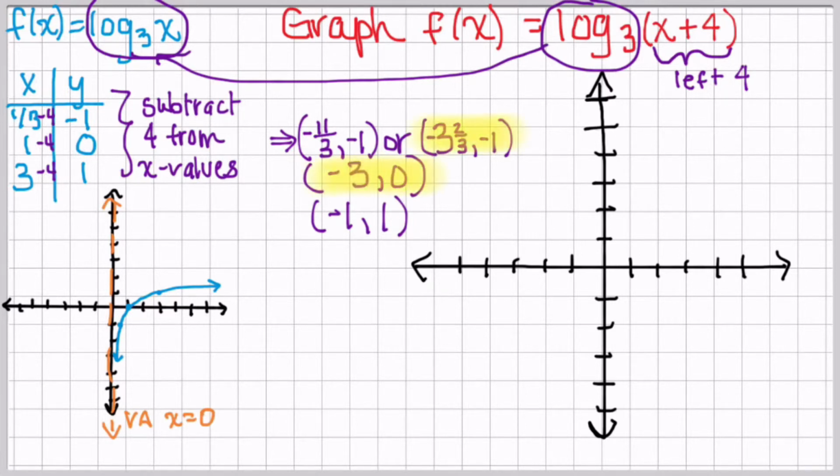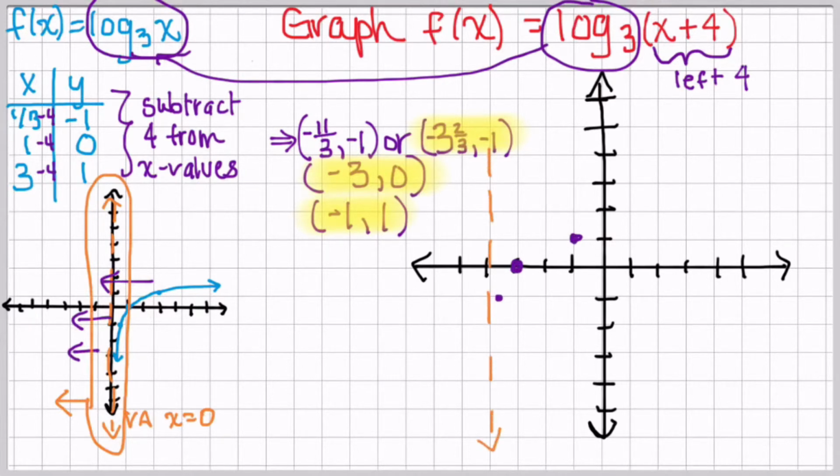Again, before I plot them, we just want to keep in mind that we should end up with a graph that looks just like our original but shifted to the left 4 units. In this case, whenever there is a left or a right shift, the vertical asymptote will change. So the vertical asymptote at 0, if we shift that to the left 4 units, does become a vertical asymptote at the line x equals -4.